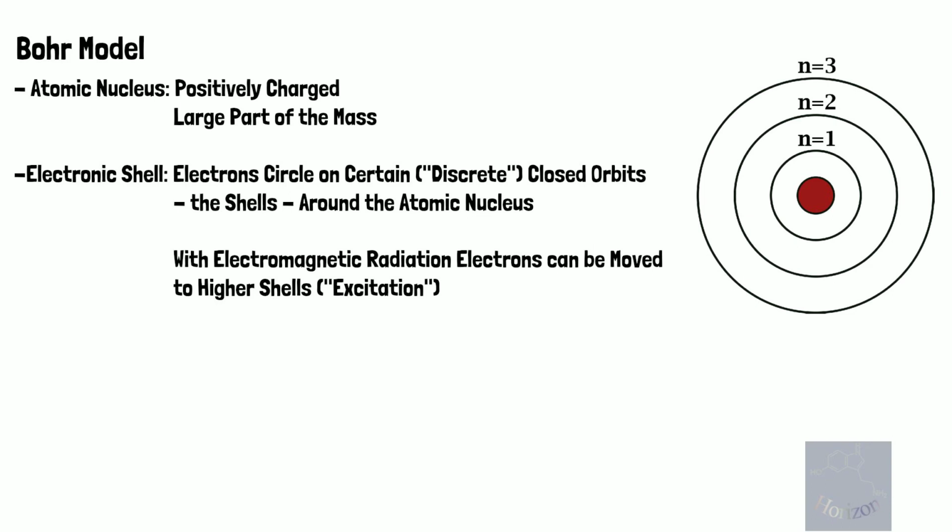But how are those electrons distributed? The electrons first occupy the innermost shell. If this one is filled, the next shell will be occupied. This happens because an electron needs more energy to occupy an outer shell, so it tries to be on the innermost shell possible. If you apply energy to an electron with electromagnetic radiation, the electron can be moved to an outer shell. This process is called excitation.